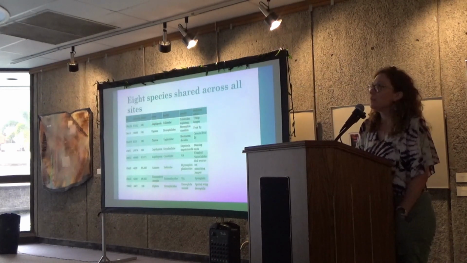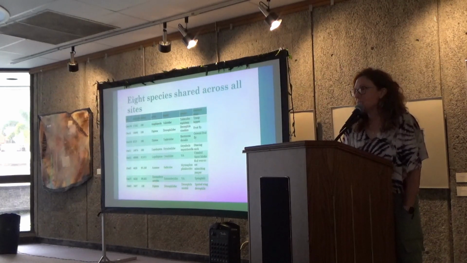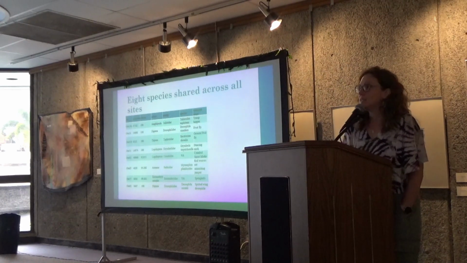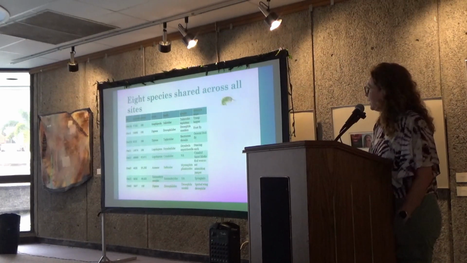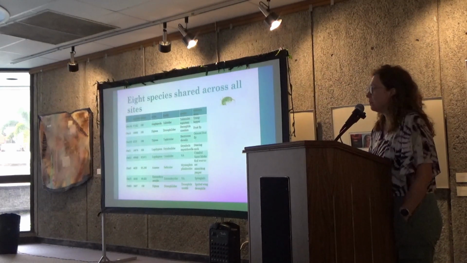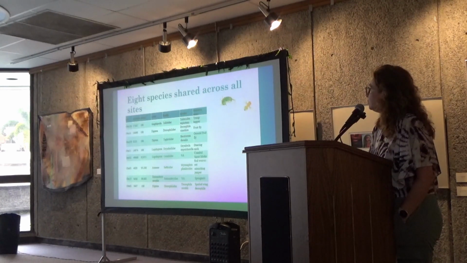So who did we detect across all sites? There were 8 species that we found that were shared across every site, both native and disturbed habitats. And these are some of the usual suspects. So in invasion biology, we have this amphipod, we have fruit flies, the oriental fruit fly.